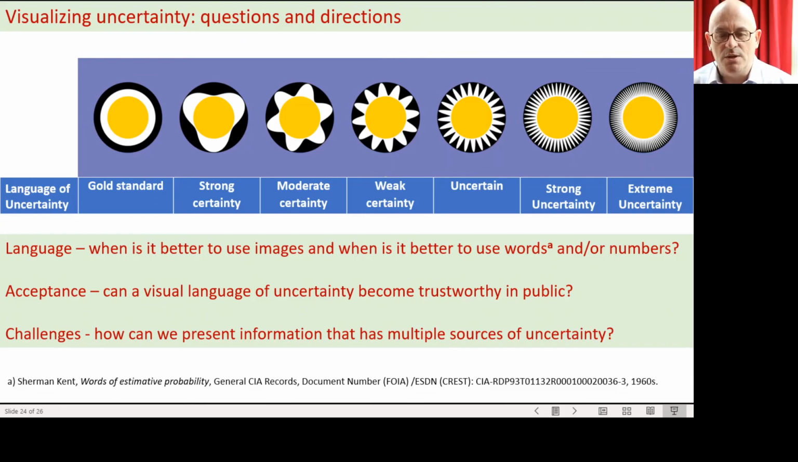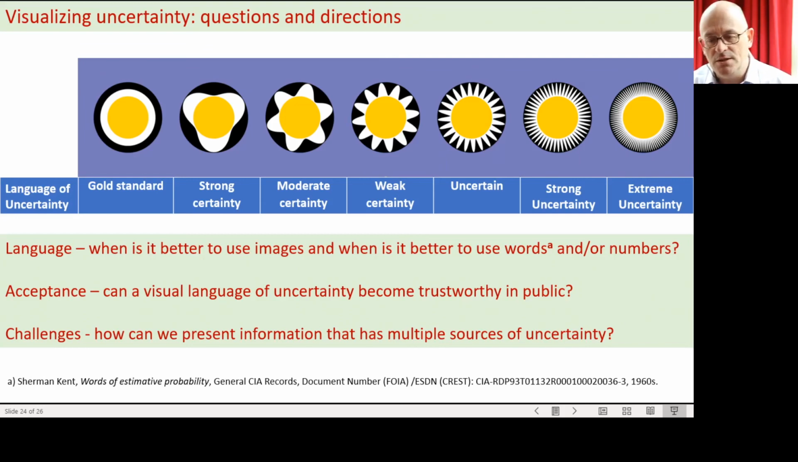Acceptance is an interesting question. Can we, over time, make a language of uncertainty become more trustworthy to the public? Rather than talking about certainty and definite results in science, can we make it normal for scientific results to be uncertain? And then we can look at the levels of uncertainty and the range of uncertainty.